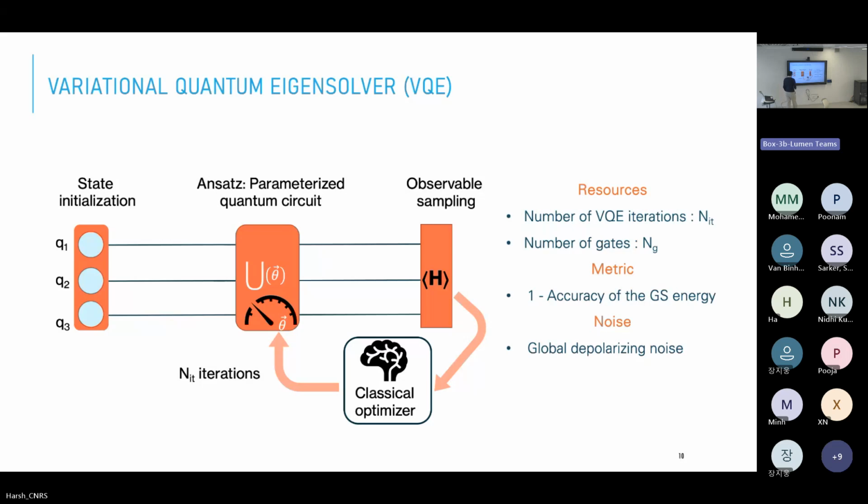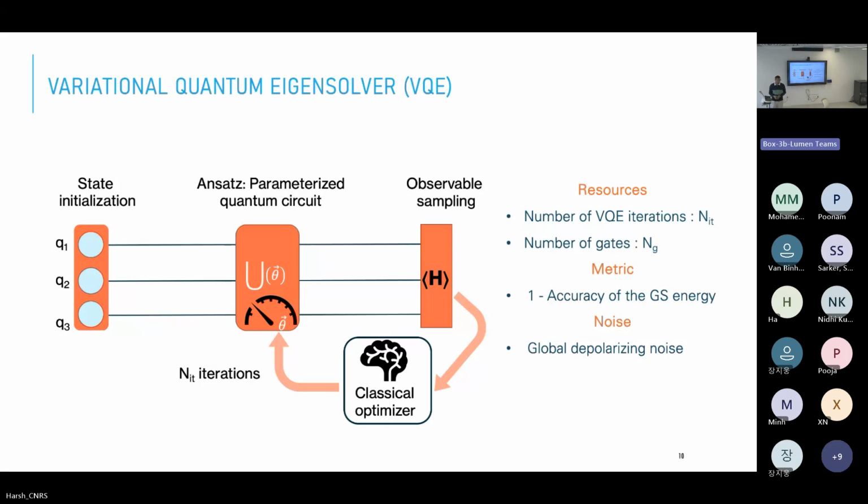So there are two things that jump out at us in terms of resources. What are the resources that we see in the picture? One is how deep your circuit is, so how many gates have you used here in U theta? And how many times are you calling the optimizer? That is the number of iterations.